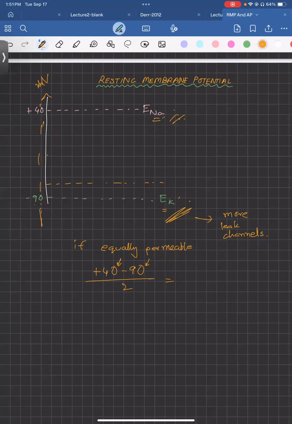So if we do that weighted average, if you really like to think about it that way, the membrane potential is sitting somewhere closer to the equilibrium potential of sodium, I'm sorry, potassium, because there are more leak channels for potassium. This particular membrane potential, which generally sets, I'm going to call the resting membrane potential.